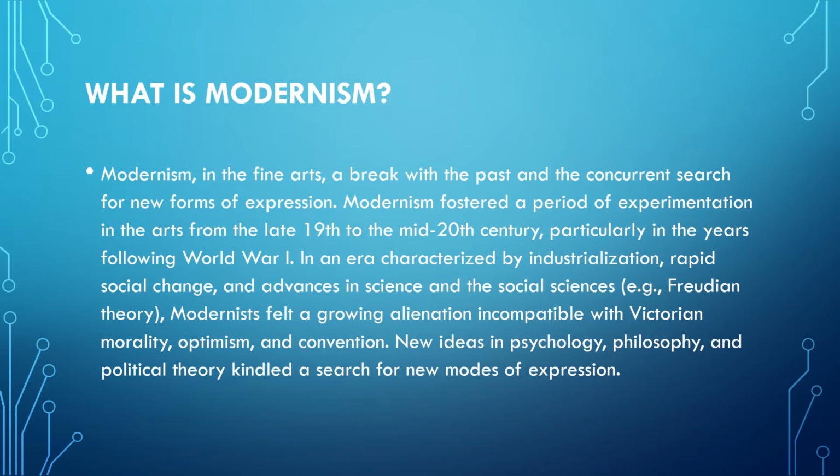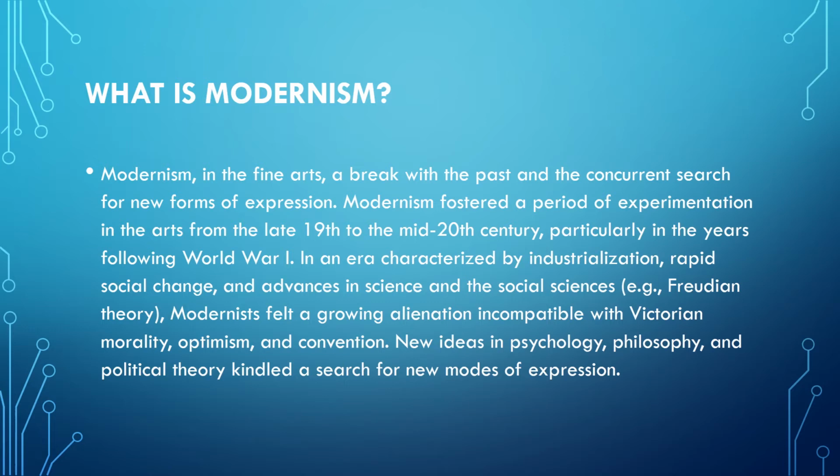Modernism fostered a period of experimentation in the arts from the late 19th to the mid 20th century, particularly in the years following World War I. In an era characterized by industrialization, rapid social change, and advances in science and the social sciences, like Freudian theory, modernists felt a growing alienation incompatible with Victorian morality, optimism, and convention. New ideas in psychology, philosophy, and political theory kindled a search for new modes of expression.